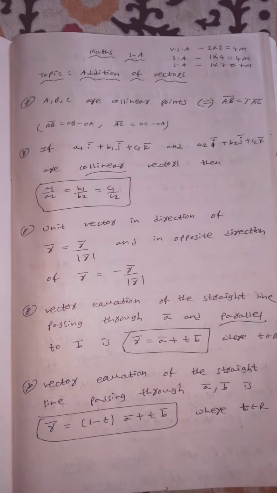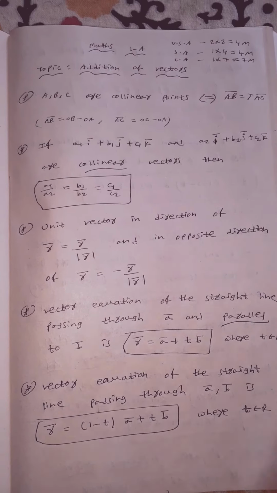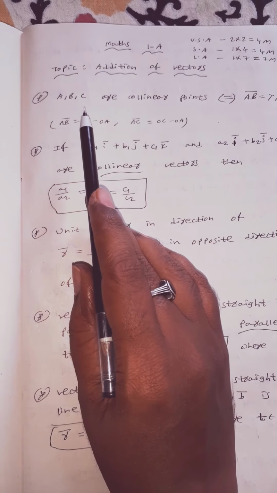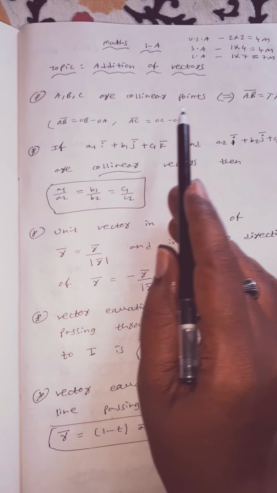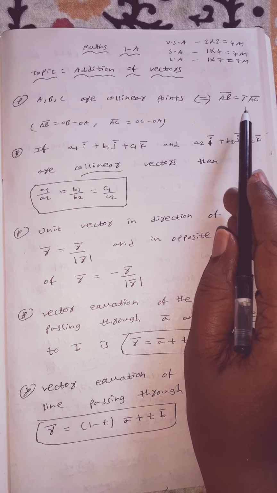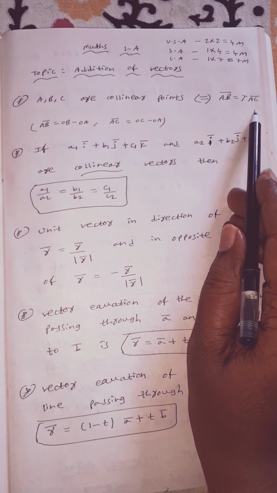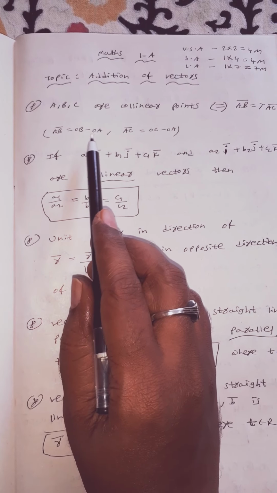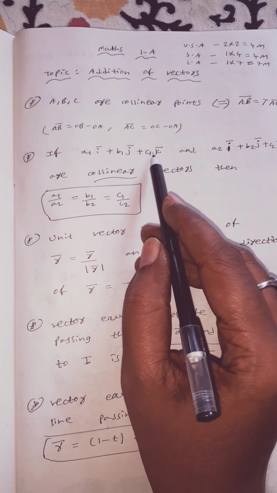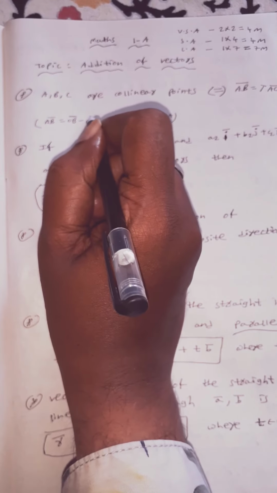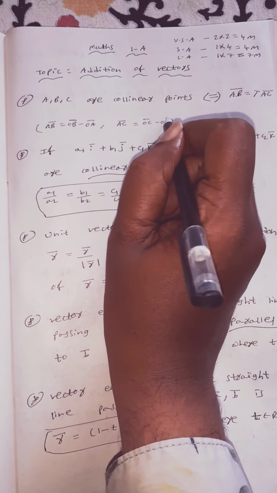So, important long answers in addition of vectors. Before that we will see some key points. If a, b, c are collinear points if and only if AB bar equals lambda AC bar. Here AB bar means OB bar minus OA bar, and AC bar means OC bar minus OA bar.